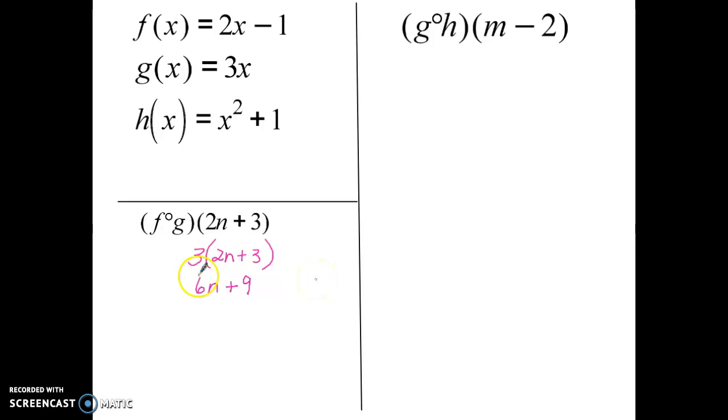Now I have to apply that to the f function. So my f function states that I have 2x minus 1. So instead of the x, I'm going to replace it with the binomial, put 2 times the quantity, 6n plus 9, minus 1. And then I'm just going to finish that by simplifying.